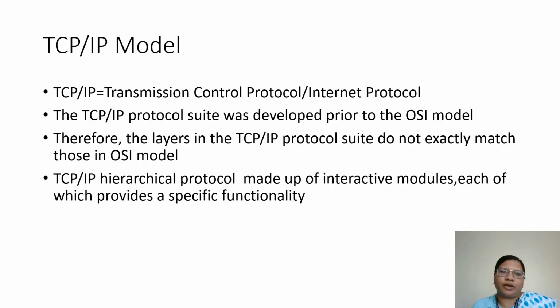Next is TCP/IP. We will see the introduction. What is TCP/IP? TCP means Transmission Control Protocol, and IP means Internet Protocol. It was developed prior to the OSI model. Before the OSI model, they first developed TCP/IP. Therefore, the layers in the TCP/IP protocol do not exactly match those in the OSI. We will see how many layers TCP/IP has and how many layers OSI has. TCP/IP is a hierarchical protocol made up of interactive modules, each of which provides specific functionality.